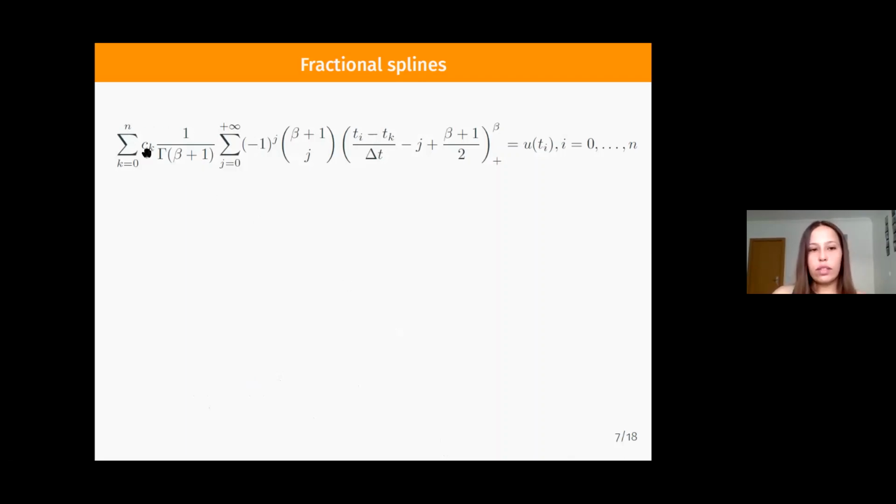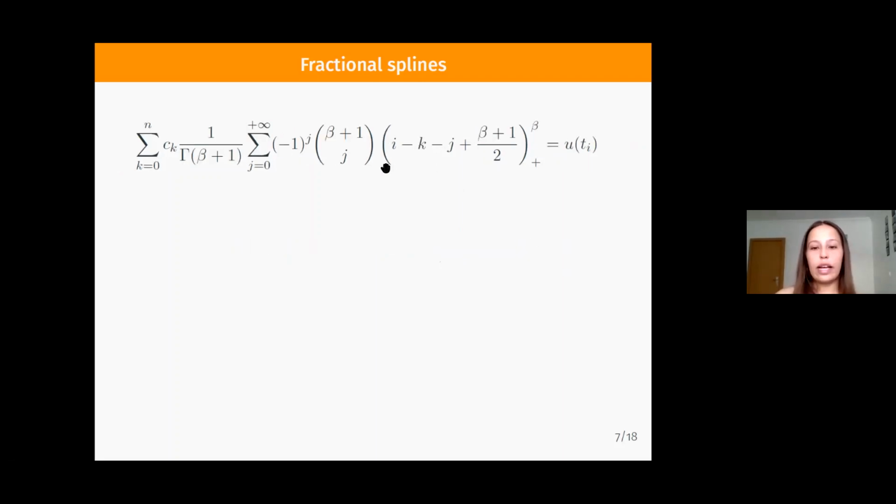So to discover these c_k constants, these coefficients, we use the feature that the spline is interpolator. So this is the value. At left, we have the value of the spline at t_i, and at right, the value of the function that we want to approximate at t_i. And if we consider a uniform mesh, then t_i is given by i times delta t. So (t_i minus t_k) over delta t is equal to i minus k. And if we do that change, we can see the following.